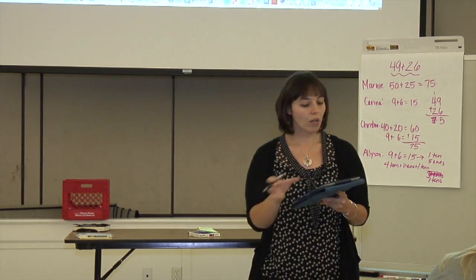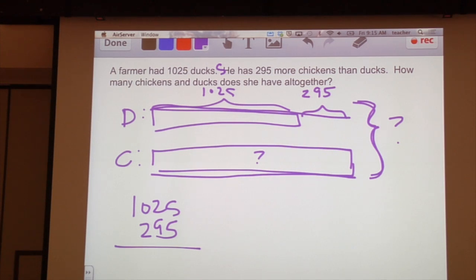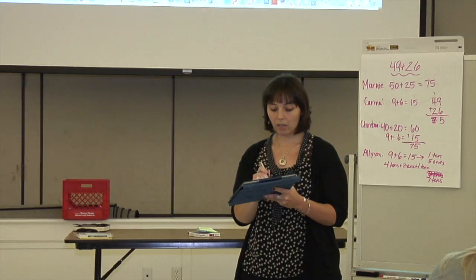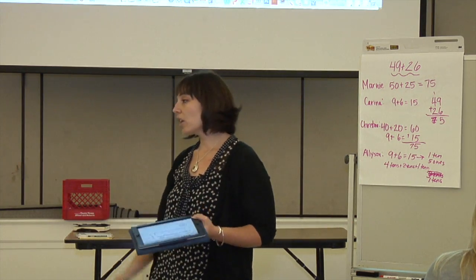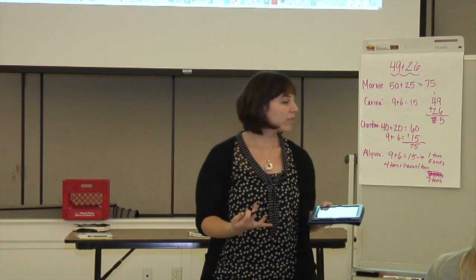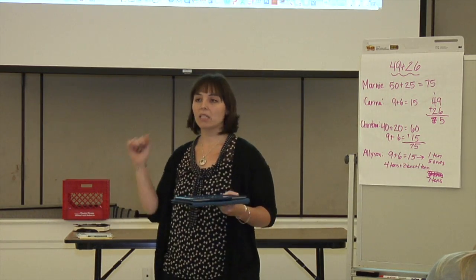But now I've got all these pieces and they're all here, right? It's clear that this bar right here is the same as this space right here. Well, that I can just put together, right? So I add my 1,025 and the 295 first. That's going to give me my chickens. Once I know the chickens, what is the next step to find the total? Add it to the ducks, right?